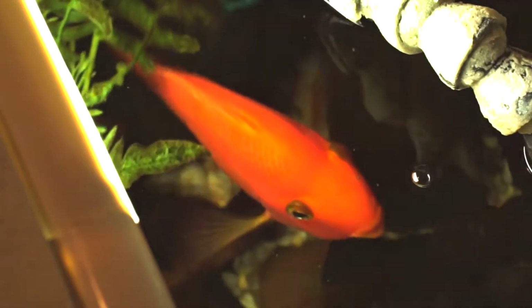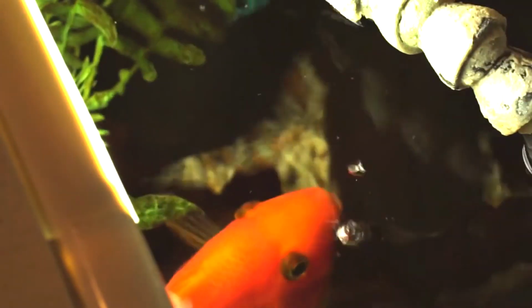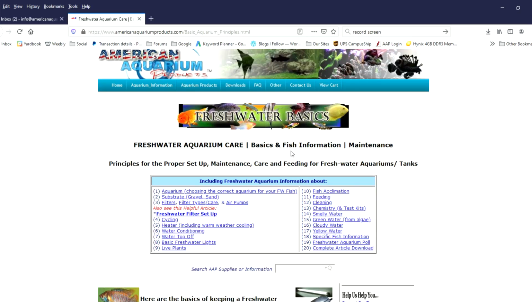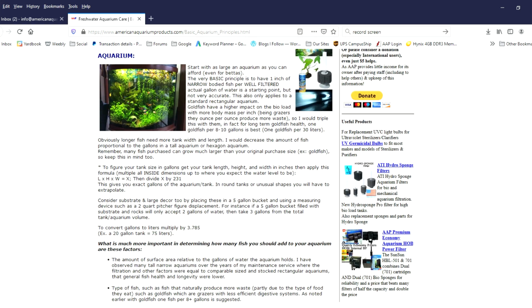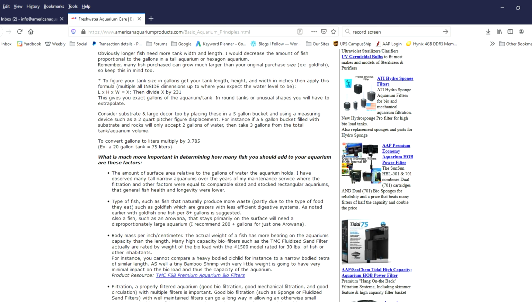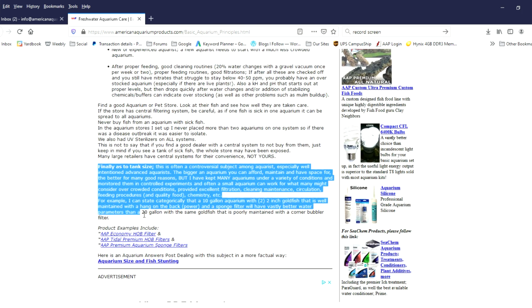The bigger an aquarium you can afford, maintain, and have space for, the better for many good reasons. But I have kept many aquariums under a variety of conditions and monitored them closely, and often a small aquarium can work for what many might consider overcrowded conditions, provided excellent filtration, good maintenance, circulation, feeding procedures, quality food, chemistry, etc. Alright guys, that's the basics of freshwater.